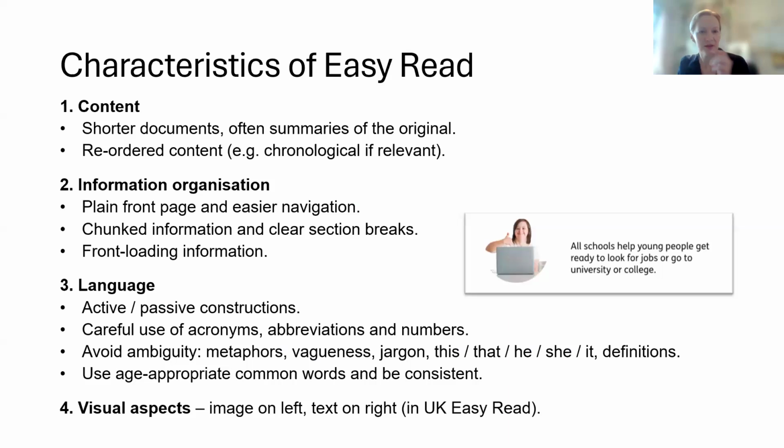So I just want to briefly go over the characteristics of Easy Read, but they're really just something we can draw on again later in some shared guidelines. So you can basically split it into these bigger areas. So content: Easy Read is often shorter, and summaries of the original. The content is quite often reordered, and especially put in chronological order if that's relevant to the content.